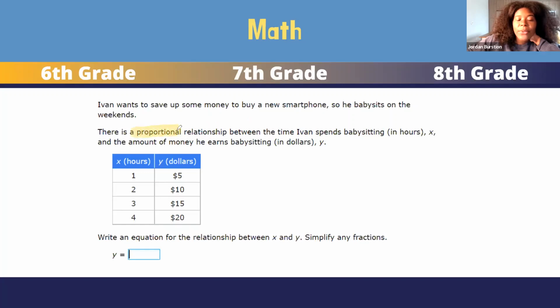There is a proportional relationship between the time Ivan spends babysitting, x, and the amount of money he earns babysitting, y. Write an equation for the relationship between x and y. Simplify any fractions. Now you were very close, Aiden. You said y equals 5. Your equation should have an x in it. So where would you put the x? Try it one more time.